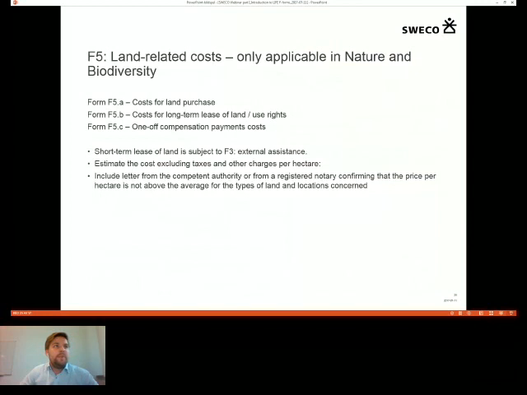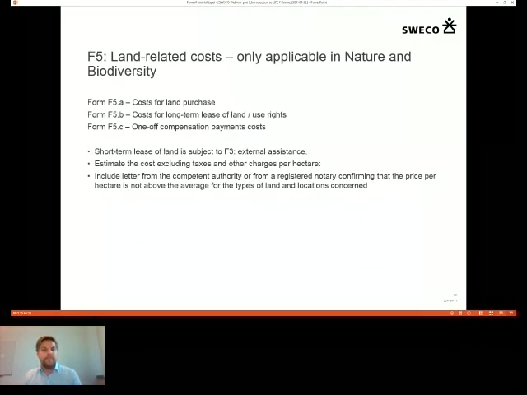Land-related costs. This is only applicable in the subprogram Nature and Biodiversity. I think that it's relevant for some of you. Please read the rules clearly here, but some overall remarks is that short-term lease of land is subject to external assistant costs. So this should not be included in Form F5. You should always estimate the costs excluding taxes and other charges on a per hectare basis.